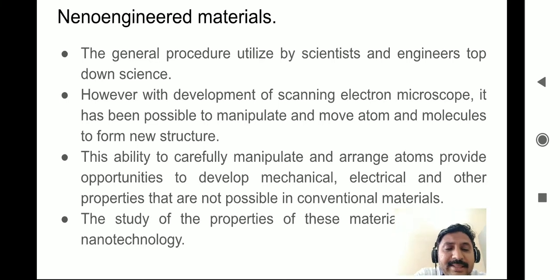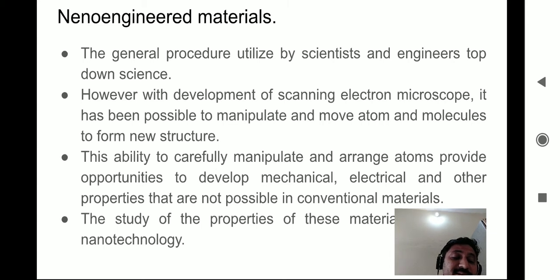Another point is nano engineered materials. The general procedure utilized by scientists and engineers to understand the chemistry and physics of a material is to begin by studying the large and complex structures, then to investigate the fundamental building blocks of the structure that are smaller and simpler. This is known as top-down science.